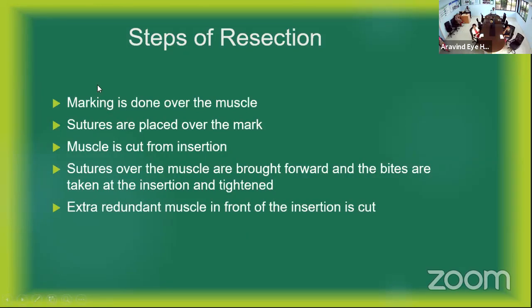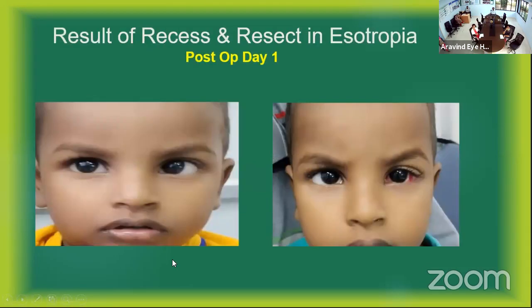So the steps of resection: first you mark over the muscle. So suture is placed over the muscle. Muscle is cut from the insertion area, and sutures over the muscle are brought forward, and bites are taken in the insertion and tightened, and extra redundant muscle is cut off. So this is how the resection is done.